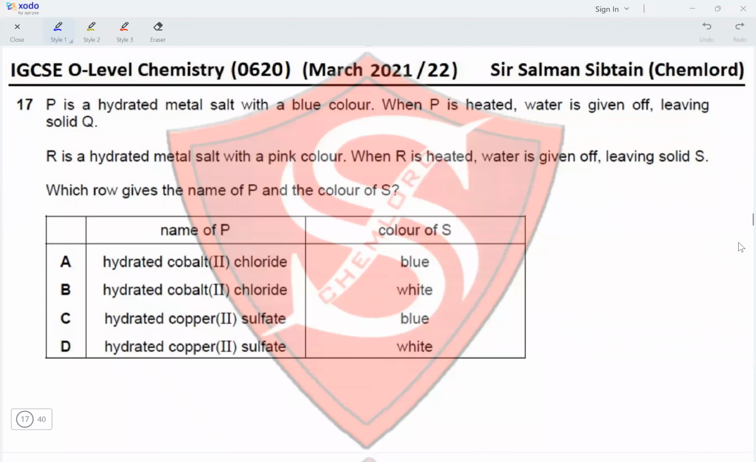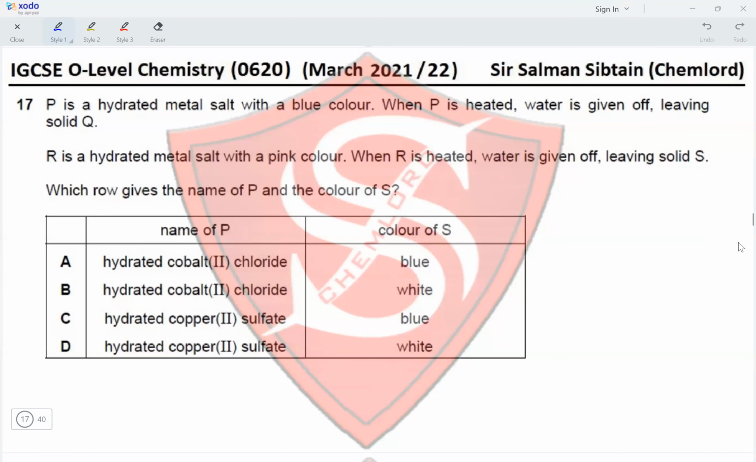Question 17. P is a hydrated metal salt with a blue color. When P is heated, water is given off, leaving solid Q. R is a hydrated metal salt with a pink color. When R is heated, water is given off, leaving solid S. So, which row gives the name of P and the color of S?